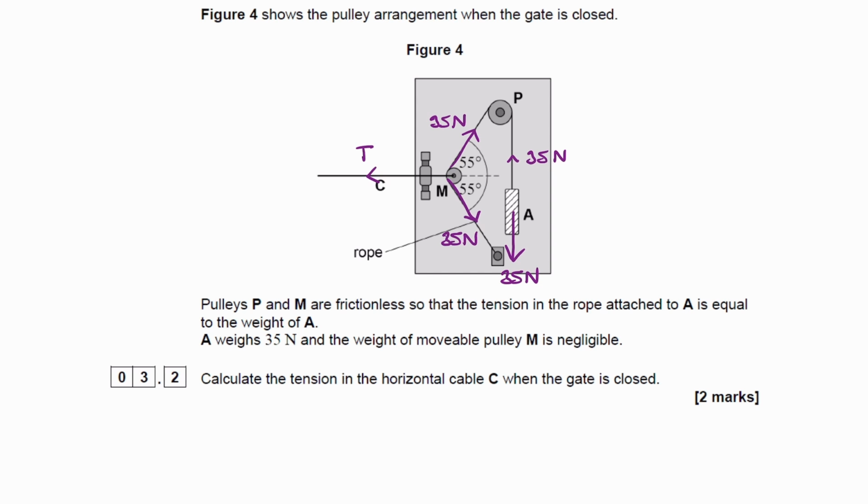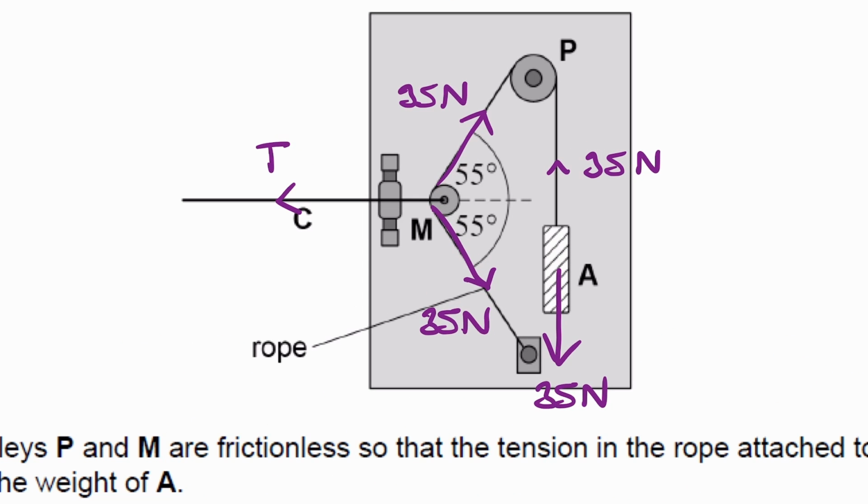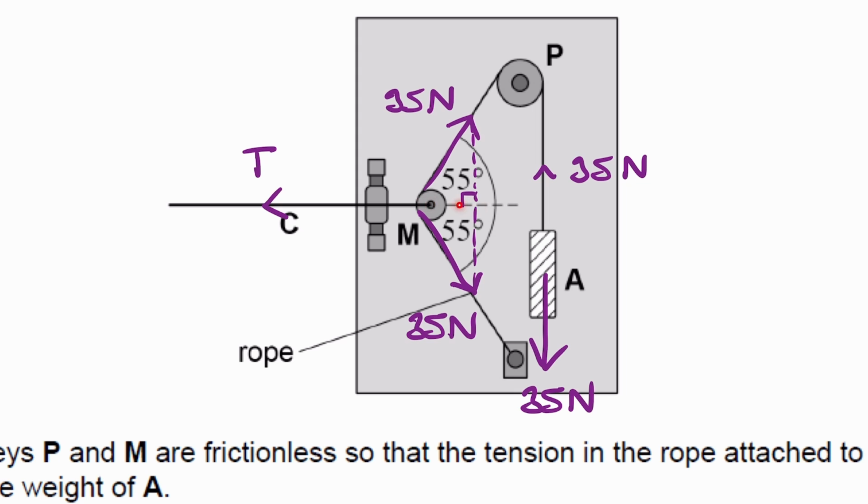So then to work out tension T in cable C, we can consider all of the horizontal forces and set them equal to each other. So in other words, forces towards the left equals forces to the right. The forces towards the right would be the horizontal components of the 35 Newton forces. To work out that horizontal component, we can use SOHCAHTOA. If I draw a line down like this, for our right angle triangle, our hypotenuse is 35, and our angle here is 55 degrees. We're trying to work out the adjacent length here.